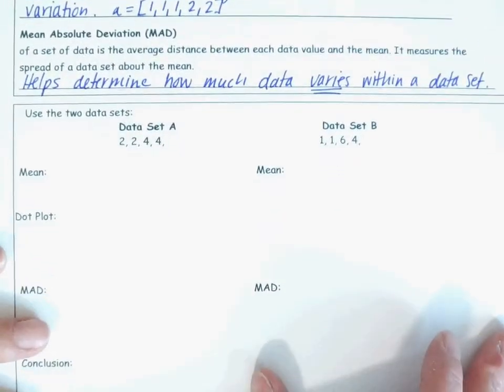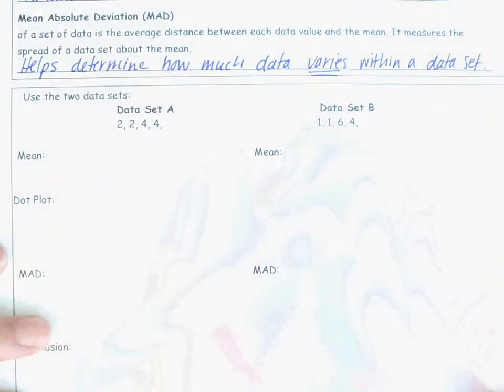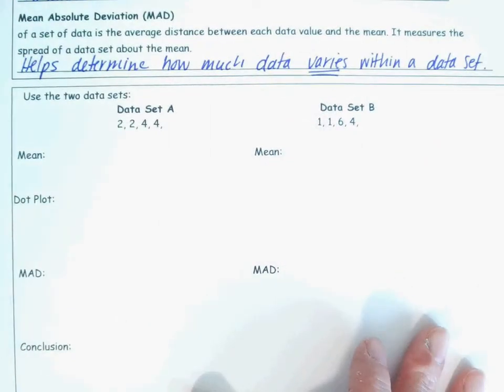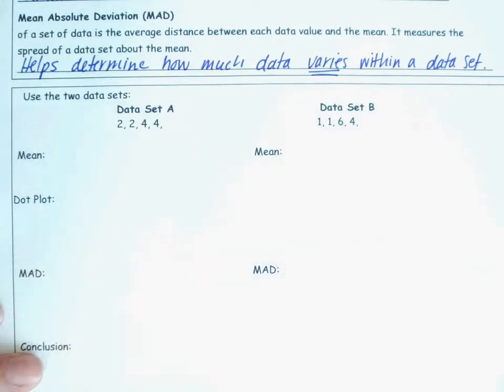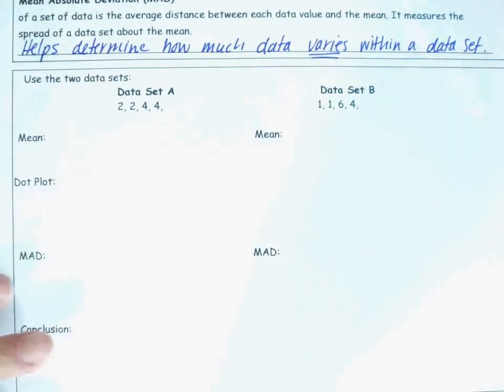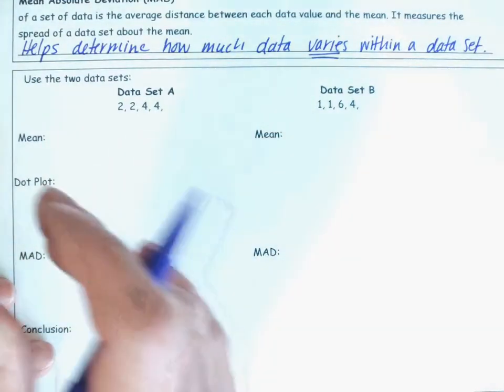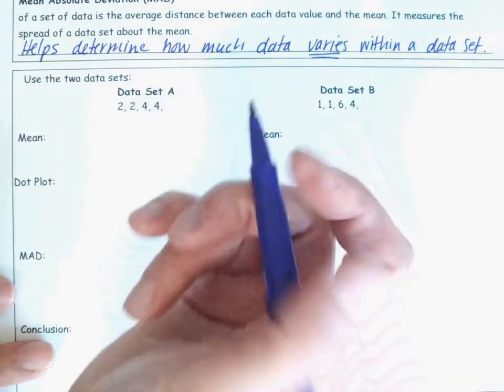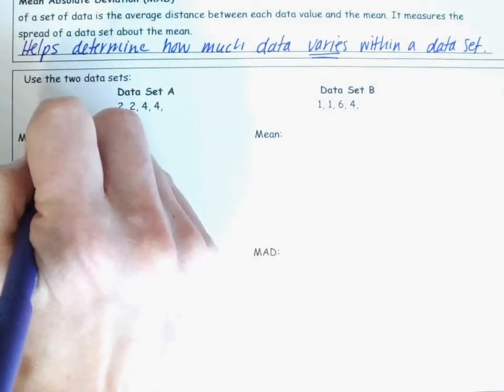Now what we're going to do is I am giving you two small data sets, and we're going to compare them. We're going to compare the mean, and we're going to compare dot plots, and then mean absolute deviations. So when we compare their means, I'm just going to do it the old school way. For your homework assignment, Google Forms, go use Desmos, make it easy on yourselves. But for the sake of notes, we're going to just go old school.